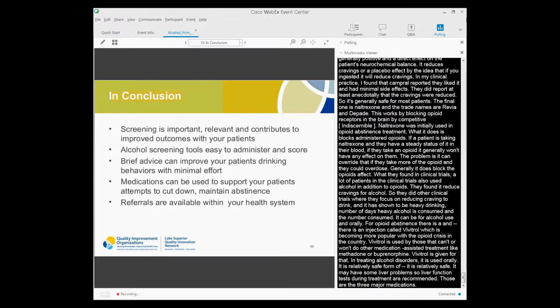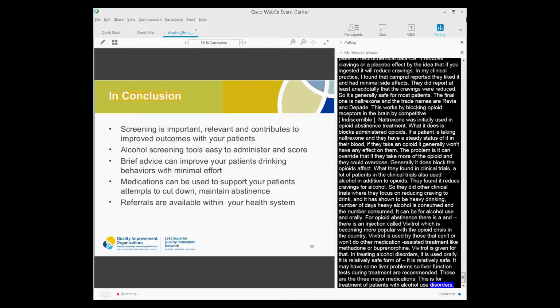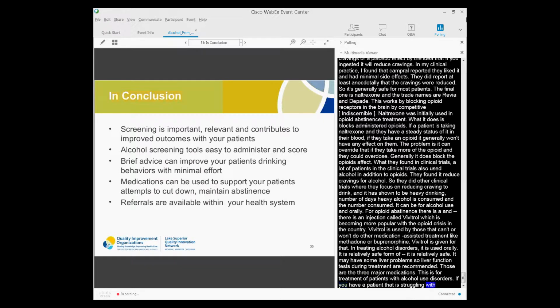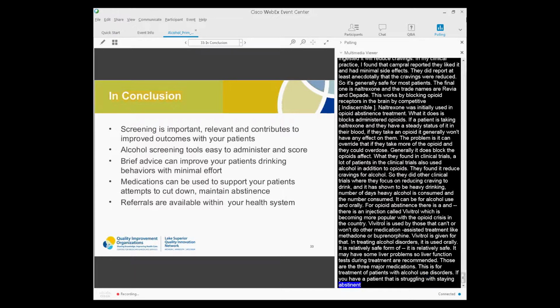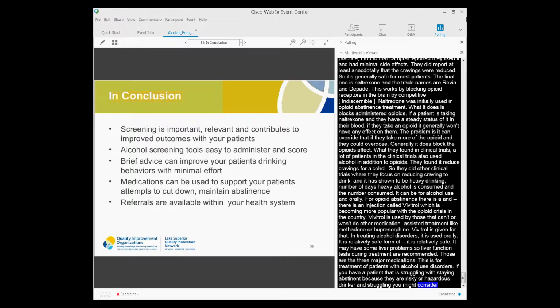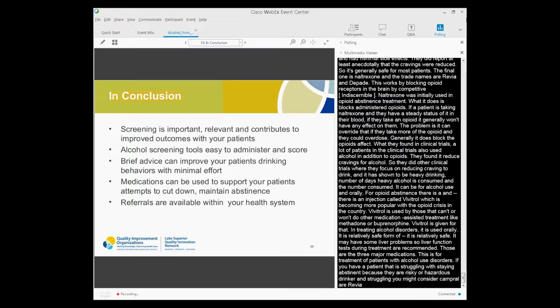But if you had a patient that was struggling with staying abstinent because they were a risky or hazardous drinker, you might consider Campral or Revia as an adjunct to their efforts to stay sober, maybe in conjunction with 12-step meetings or even maybe outpatient treatment if they were doing that.